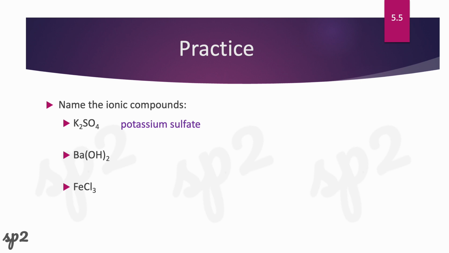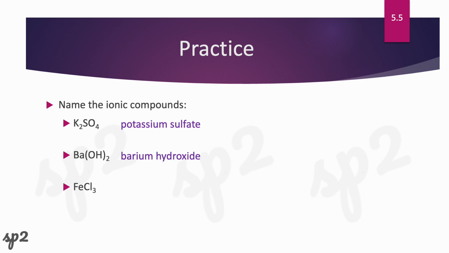Okay, look at the next one. We have Ba, which is barium. And barium is in the second column, or the second group, of the periodic table. So that means the charge is always +2. You don't need to specify that. I'm just going to say barium. And then I have OH, which is hydroxide.